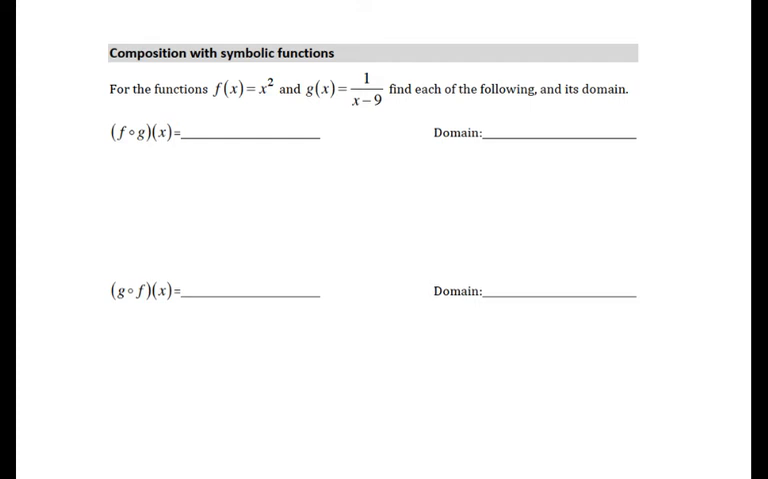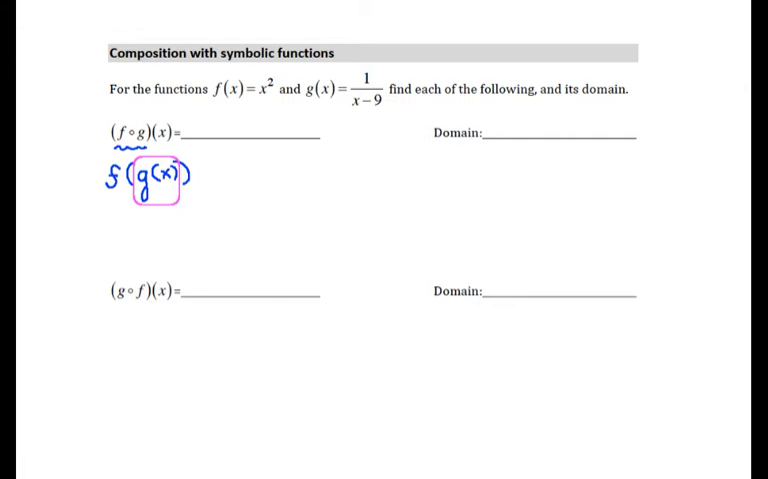If we want to find the composition of two functions that are both defined symbolically, and we're not given a specific input, then we again start by translating f circle g to mean f composed with g. We write it as f of g of x. And we again can start with the inner function and work our way out.